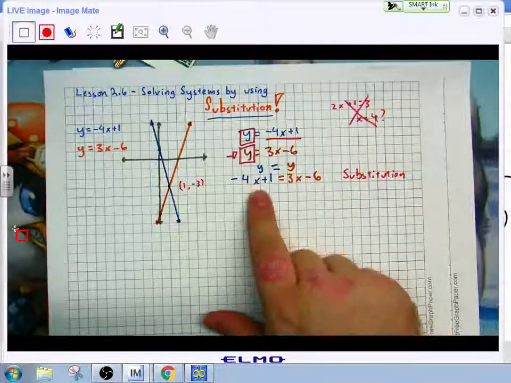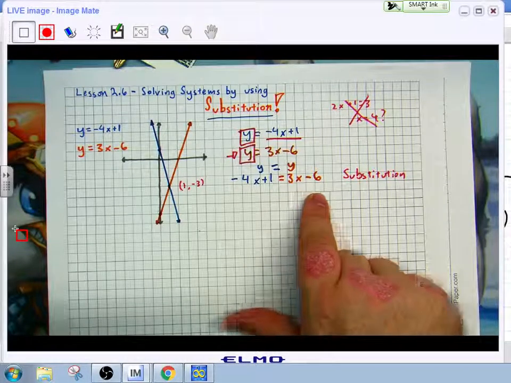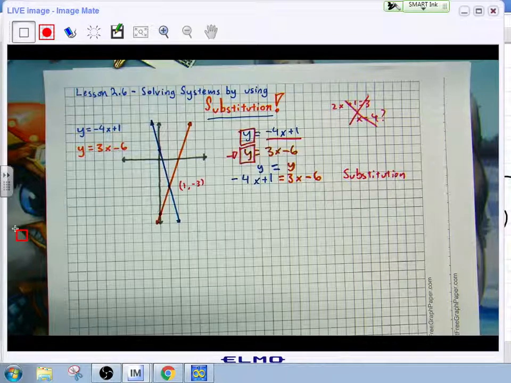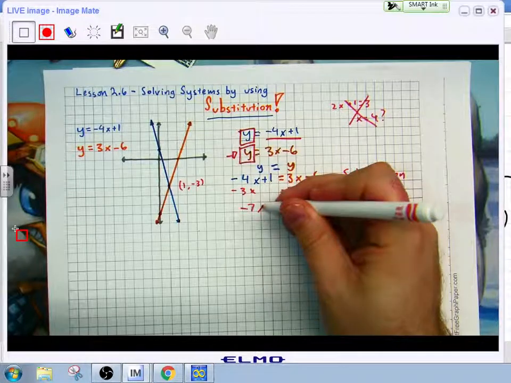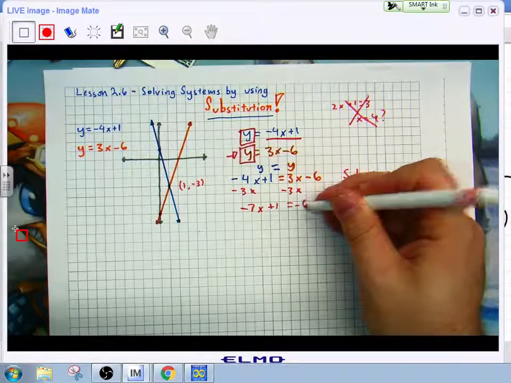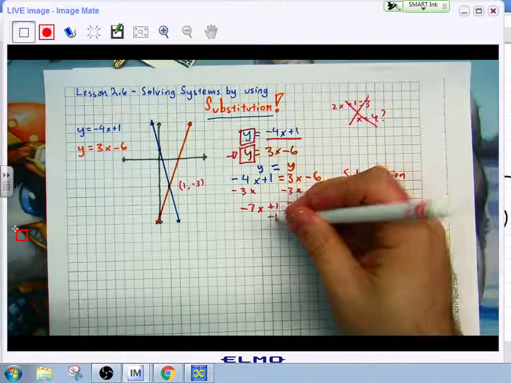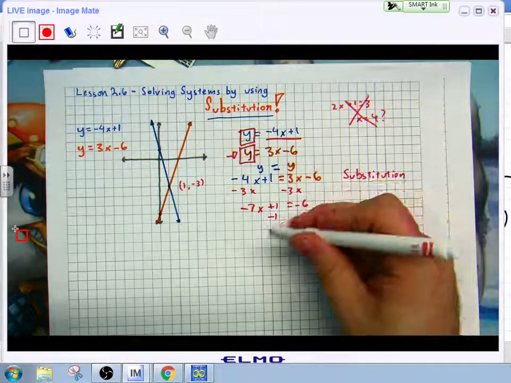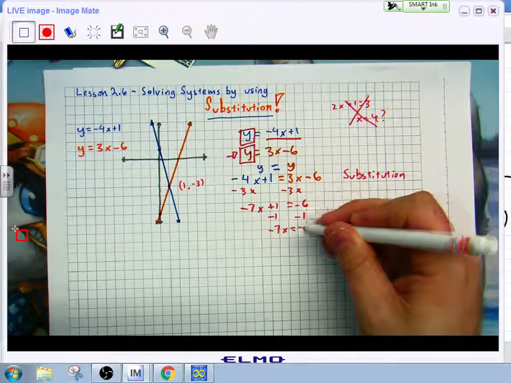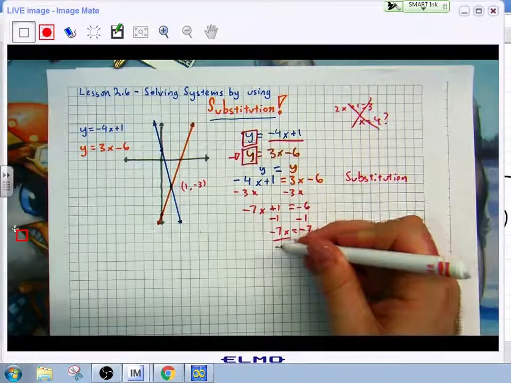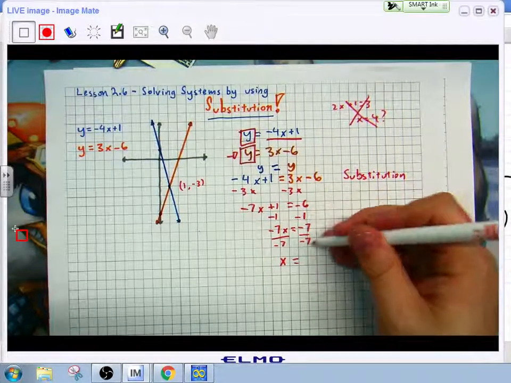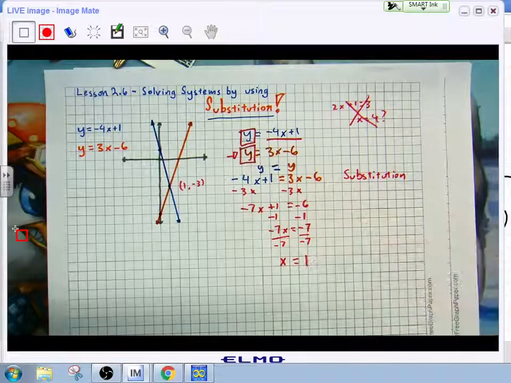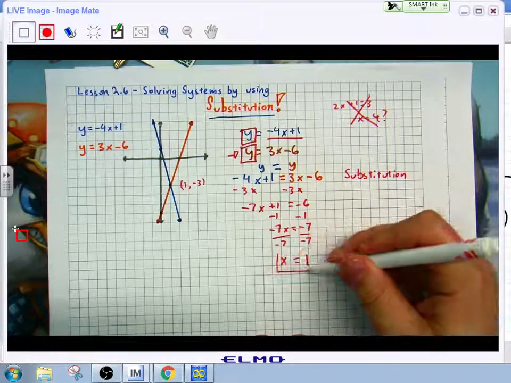So now that I have -4x plus 1 equals 3x minus 6, I can just solve this the way I would solve any other equation for one variable. So I'd subtract 3x, I'd end up with -7x plus 1 equals -6. I would subtract 1, so I have -7x equals -7, and then I'd isolate my variable by dividing by -7. X equals -7 divided by -7, which is 1. So I have half of my point here.